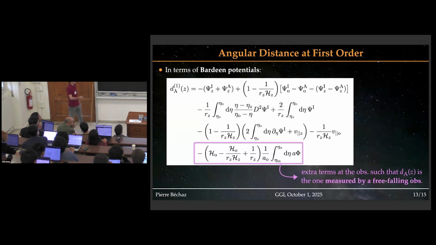And these are the results for the first order angular distance, where you can recognize the usual effects, Sachs-Wolfe, lensing, and so on. And these are the extra terms at the observer at the first order that make your angular distance the one measured by a free-falling observer, as in this gauge.